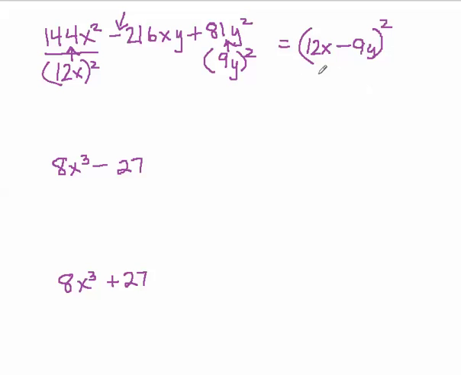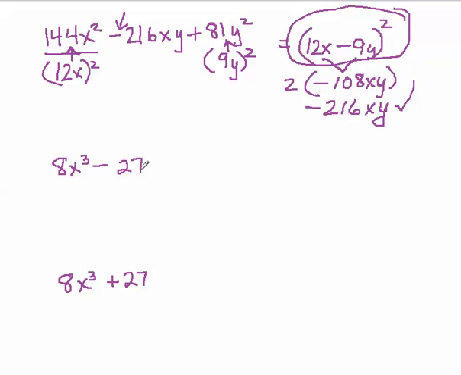But don't forget to check the middle term, and you do that by multiplying these two. When you do that, you get negative 108xy, and then double it by multiplying by 2, and you get negative 216xy, and you know your answer was right.